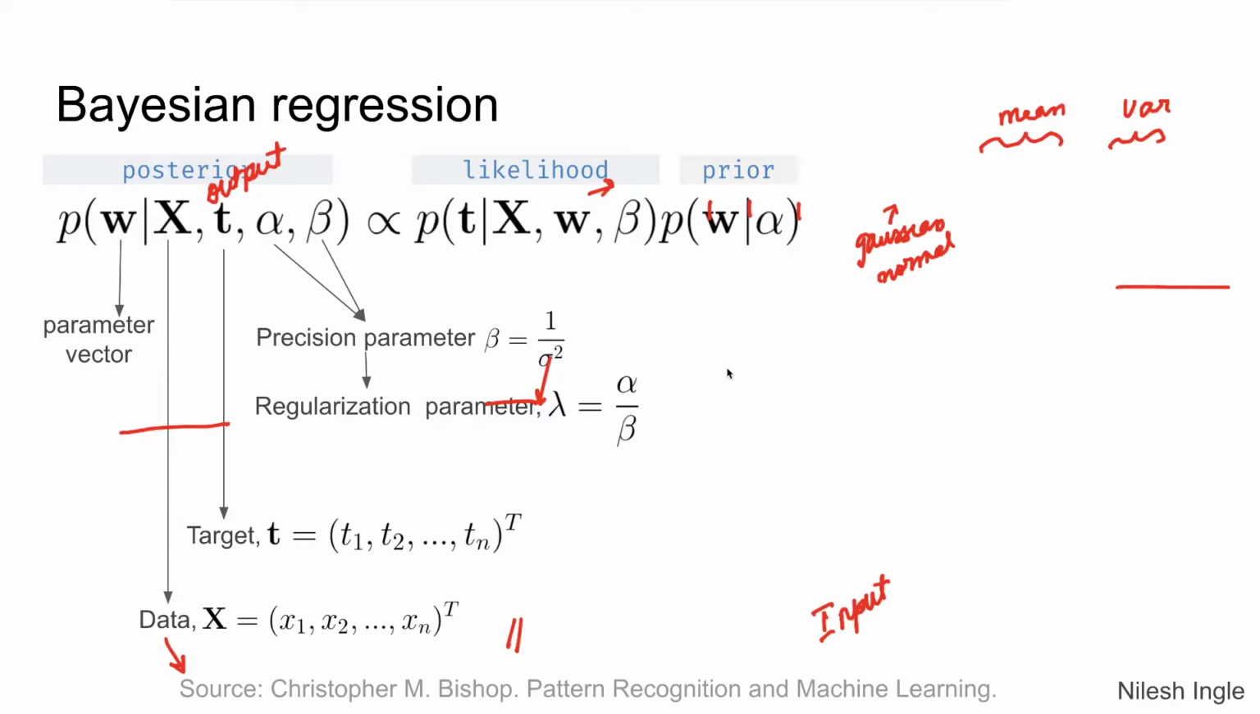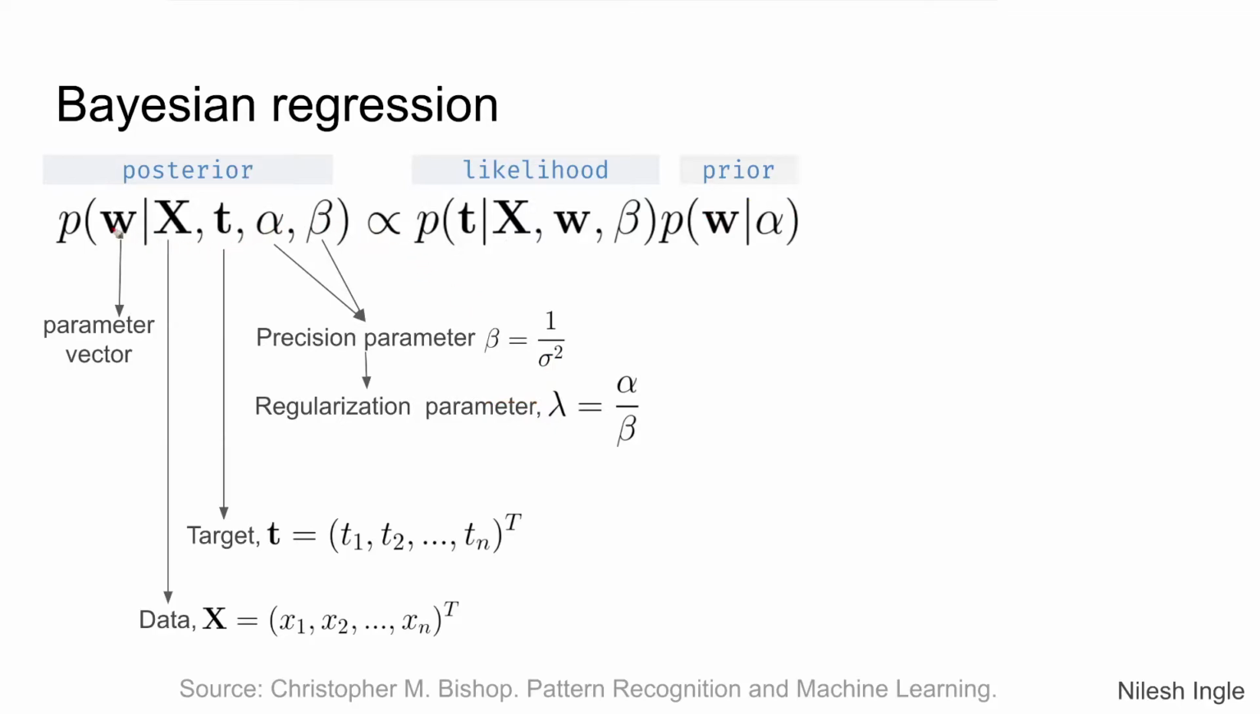So here what we have is this equation, which is the probability of the parameter w, which is based on all these factors shown here. We have the input data, we have the output, which is the target, and alpha and beta are the hyperparameters, and they are related as shown right here.